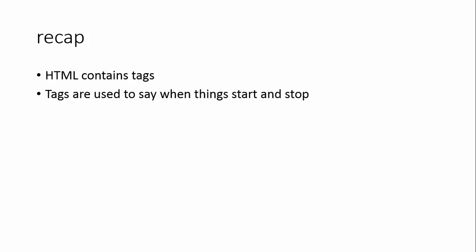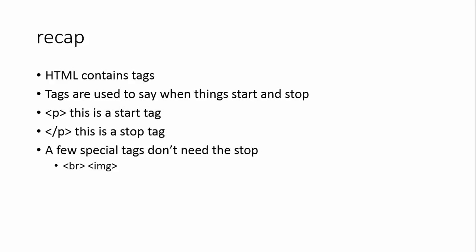Okay, so a quick recap. HTML pages contain tags. Those tags are used to say when things start and stop. For example, this is a start tag. That's a start for a paragraph tag, and that's the stop of a paragraph tag. A few special tags don't need them, such as the break and the image. Other information can also be hidden in those tags, and that's it.